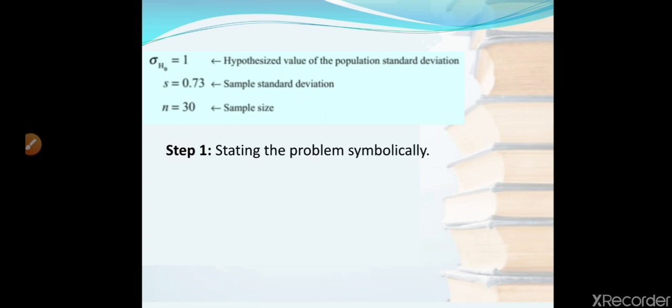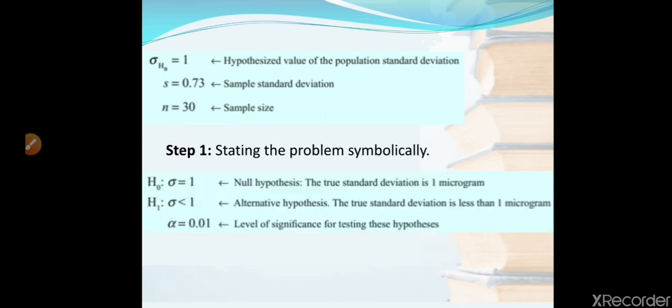So the hypothesized value of population standard deviation is 1, but sample standard deviation is given as 0.73 and sample size is 30. So what is our hypothesis? Null hypothesis is sigma equal to 1 and alternative hypothesis is sigma is less than 1, as the true standard deviation is less than 1 microgram, and level of significance is 0.01.